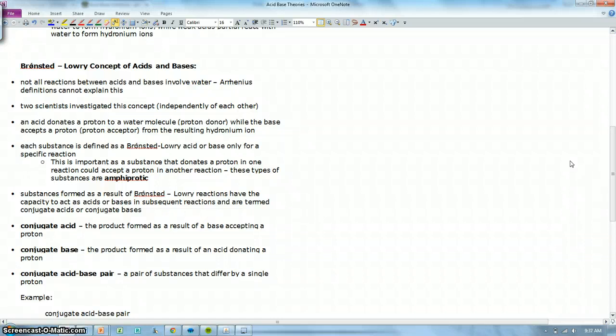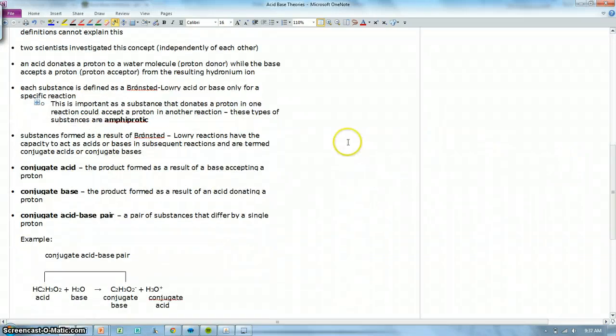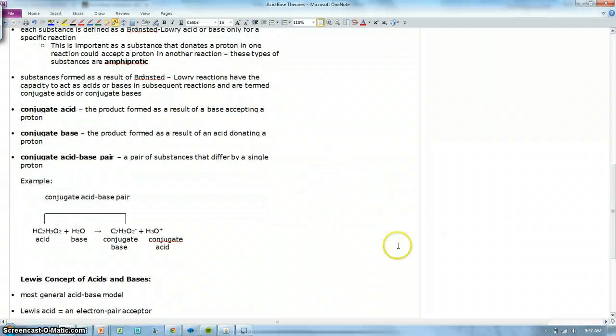So a conjugate acid is the product formed as a result of a base accepting a proton. Conjugate base is the product formed as a result of an acid donating a proton. And then the conjugate acid-base pair is the pair together. So you can see here the acetic acid donates an H+ to H2O, so it's the acid. H2O will accept that H+, so it becomes the base. And then the conjugate acid becomes H3O+, because it's accepted that, and the conjugate base is what gave up the H+.